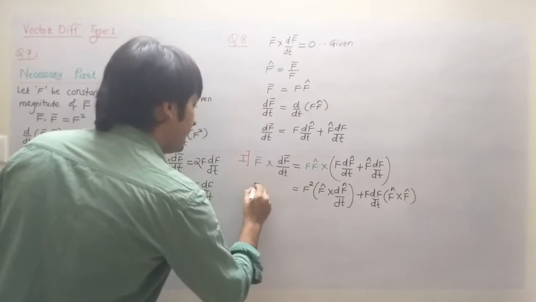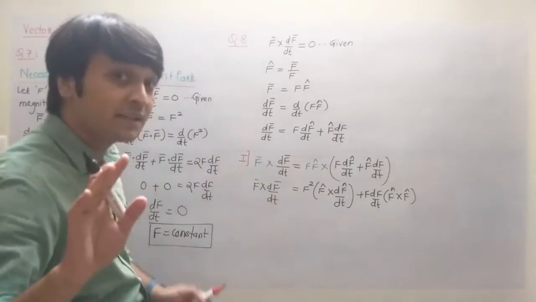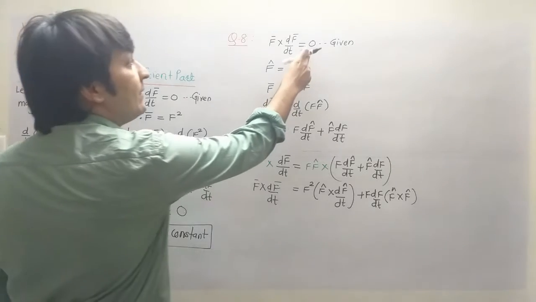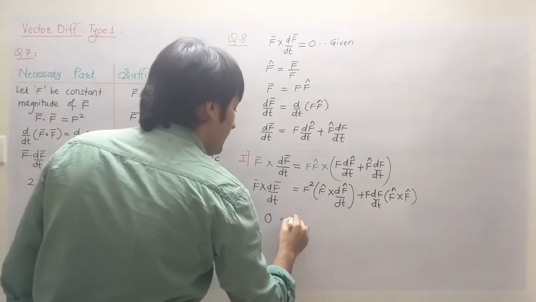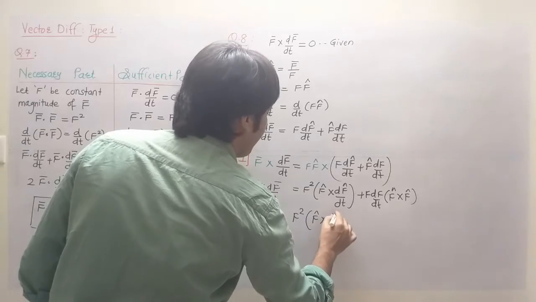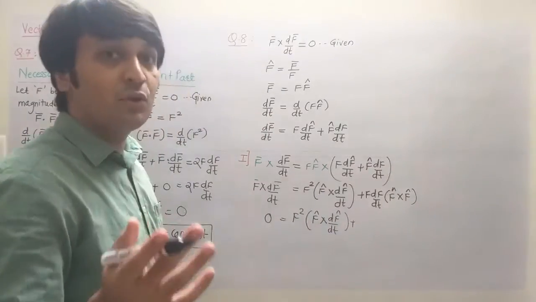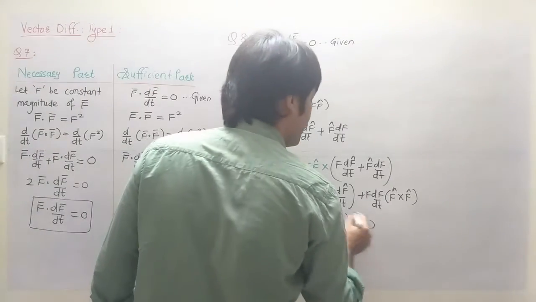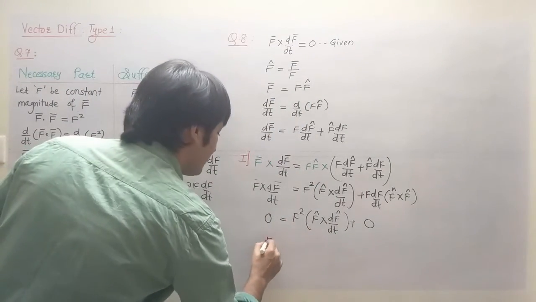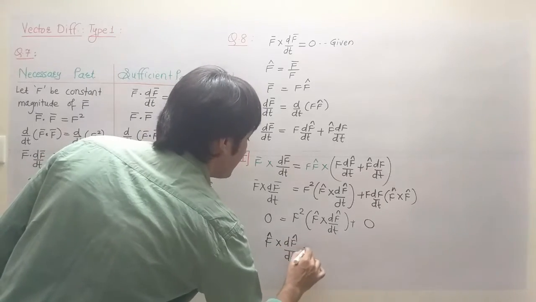And what is left hand side? F bar cross df bar by dt, and check what are zeros here. This is 0 given, so I will write 0. F square into bracket f cap cross df cap by dt, correct, plus what is f cap cross f cap? 0. Why? Cross product of same vectors is 0. So this f square term will be 0. So what we got? F cap cross df cap by dt is equal to 0.